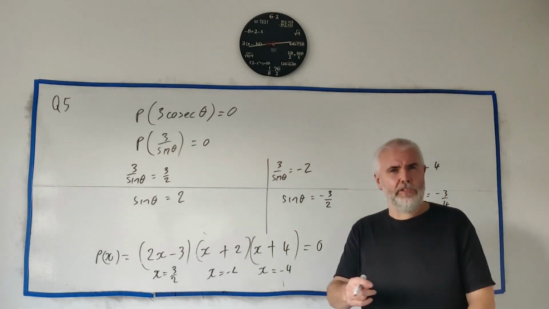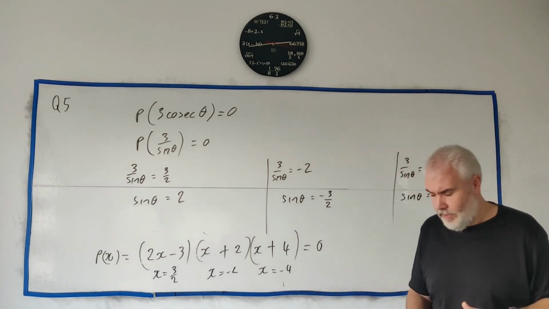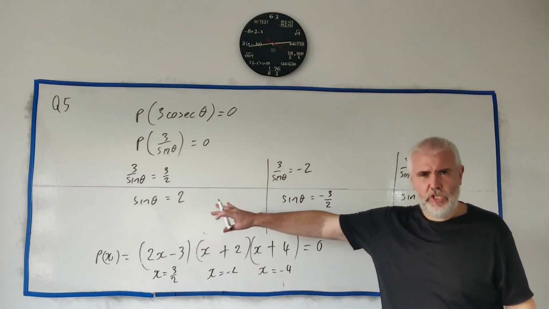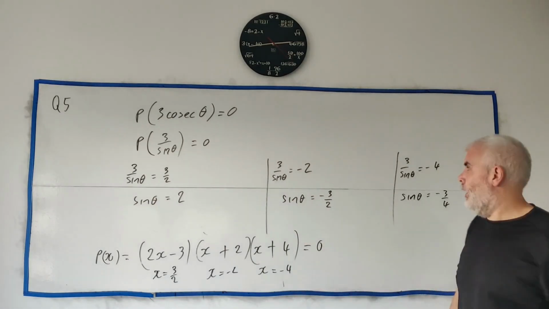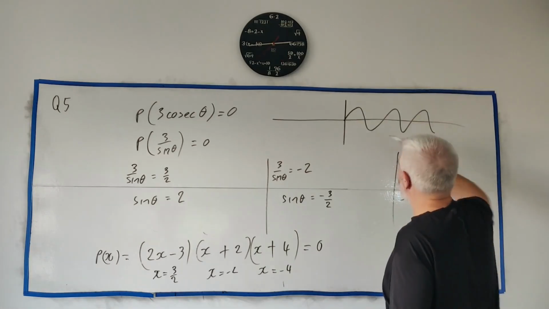At this point, you also want to be thinking, they told you the answers are between 90 and 270, but something else should be jumping out at you as right or wrong here. To help you out, let me draw sine. Sine looks like this.